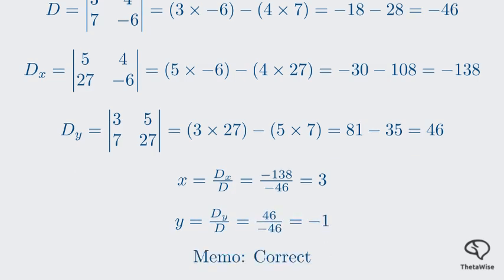So far, we've successfully used Cramer's rule for 2x2 systems. The key steps are to standardize the equations, calculate D sub x, D sub y, and then divide to find x and y.